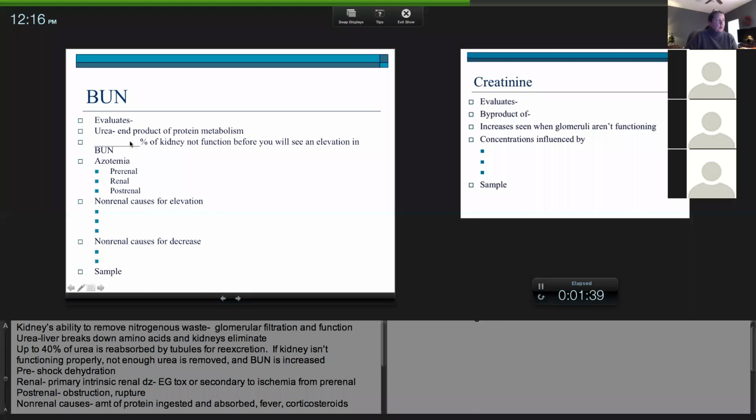This little box here: 40% of the kidney will not function before we will see an elevation. And I've even sometimes heard 75% of the kidney must be malfunctioning before you'll see an elevated BUN.